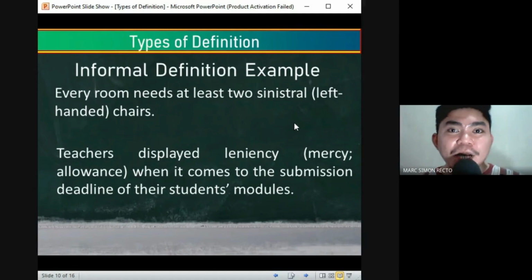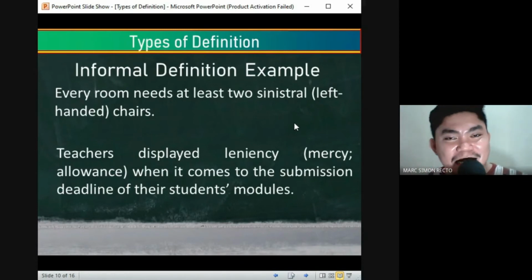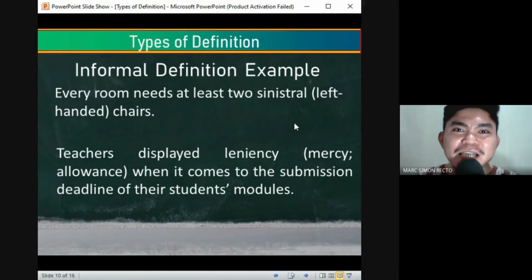This example is intentionally included there because as a teacher, I was able to read complaints from parents and students as well regarding the module submission or the deadline itself. And I would like to have this example to raise also the awareness of the students and the parents that teachers also are adjusting. And with that, teachers are also displaying leniency when it comes to submission of the modules and other activities. So we just have to work hand in hand.